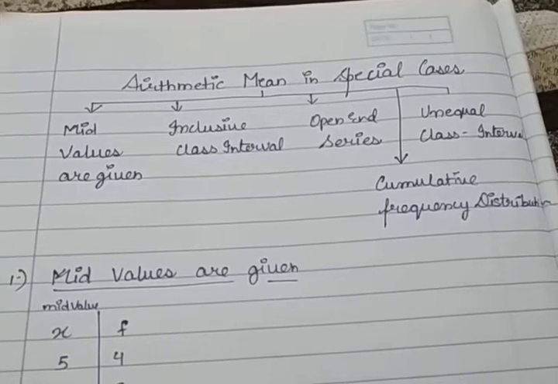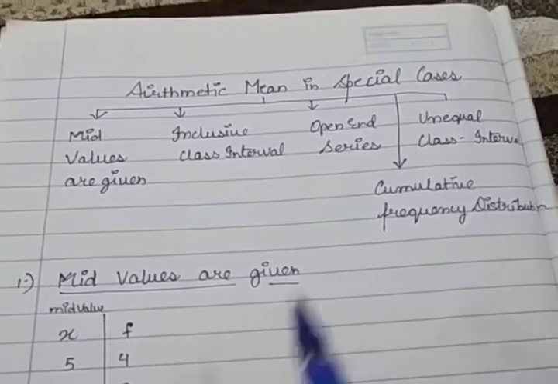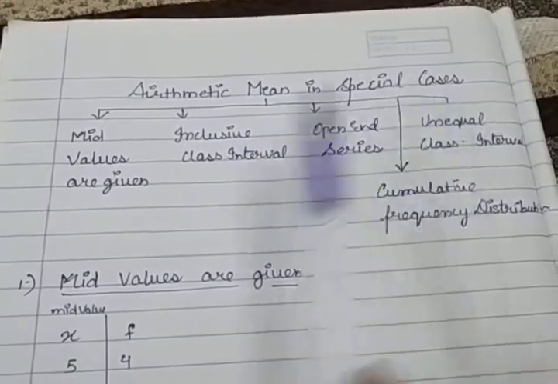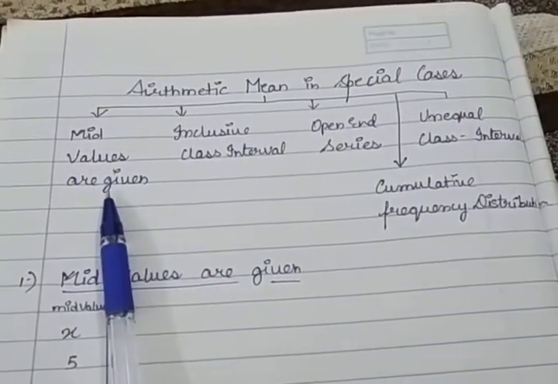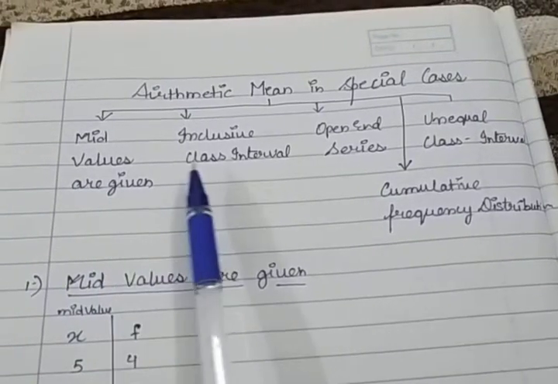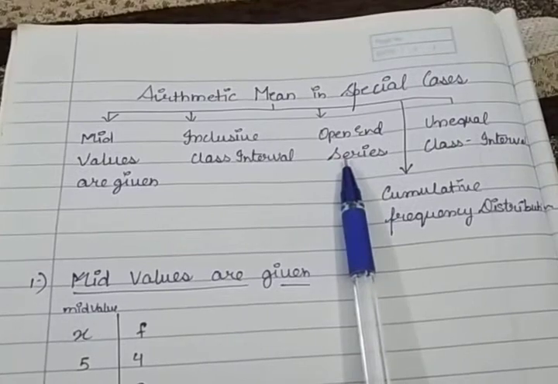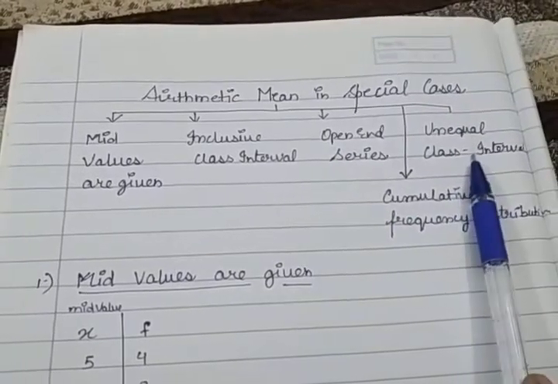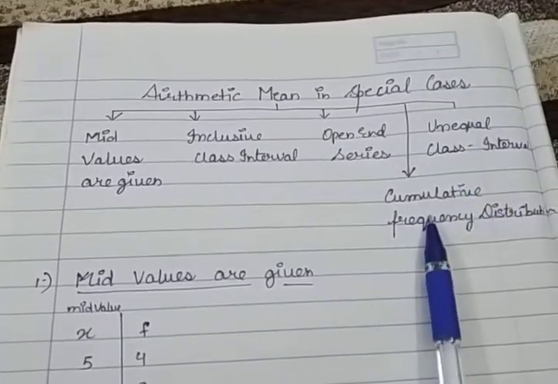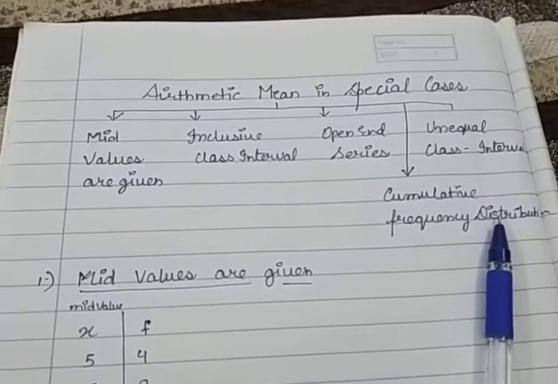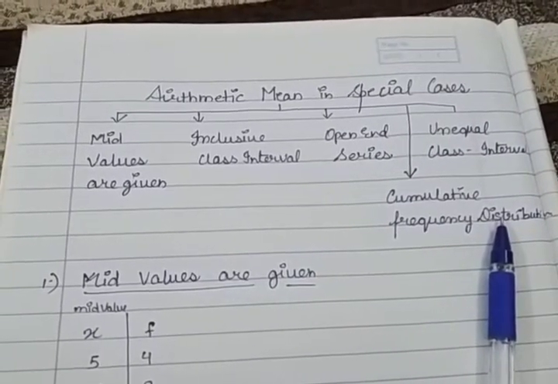Good morning, students. Today we will start a new topic: how to calculate arithmetic mean in the special cases. First case, when the mid values are given; second case, inclusive class interval; third case, open end series; fourth case, unequal class interval; and the last one, cumulative frequency distribution. These are the 5 special cases in which we have to calculate the arithmetic mean.